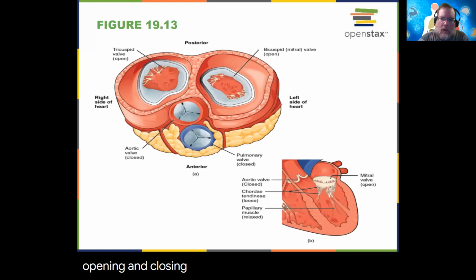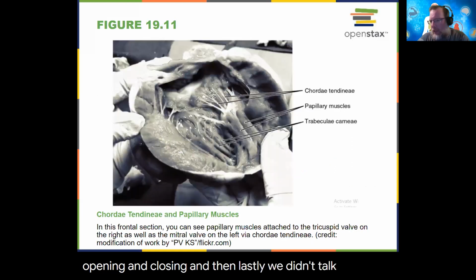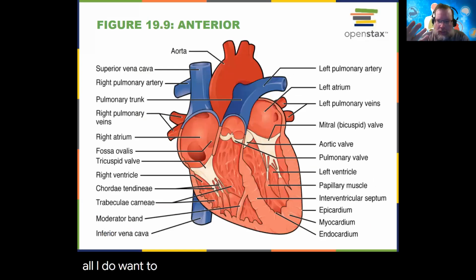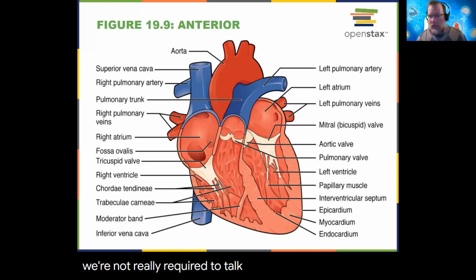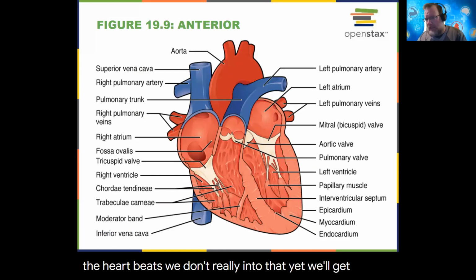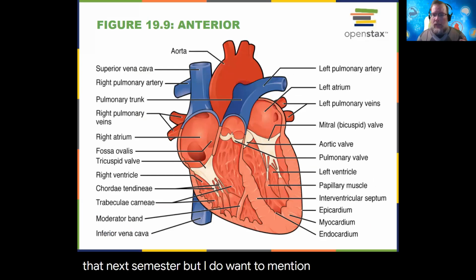And then lastly, we didn't talk about it at all, but I do want to mention it. It's not really in this chapter. It's in chapter 19, in the later chapters. It has to do with the electrical aspects of the heart. We're not really required to talk about conduction and how the heart beats. We'll get into that next semester, but I do want to mention that the vagus nerve, remember, does come down to help with that parasympathetic normal rhythm. We call it the pacemaker of the heart.